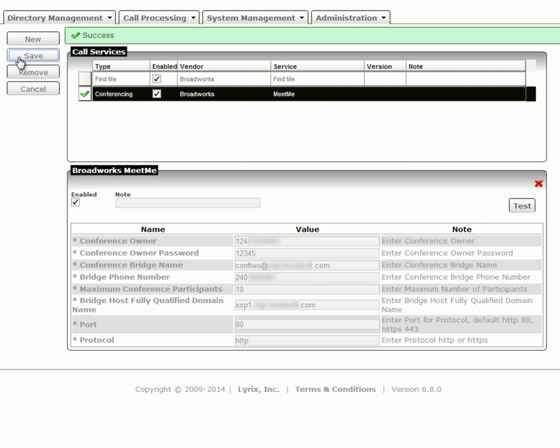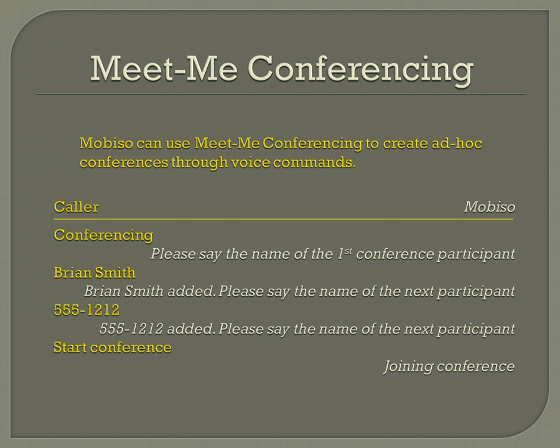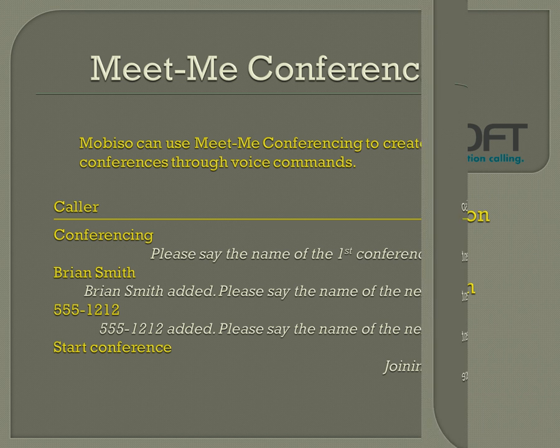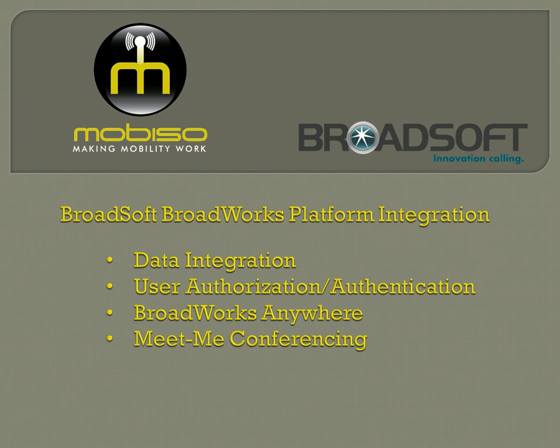Once the conferencing profile has been saved, authenticated callers into Mobiso will be able to say "Conferencing" and will then be able to add people to a conference by saying a name, department, team, or telephone number. This concludes the video of how Mobiso can integrate with the BroadSoft BroadWorks platform for data integration, user authentication, BroadWorks Anywhere, and Meet Me conferencing.